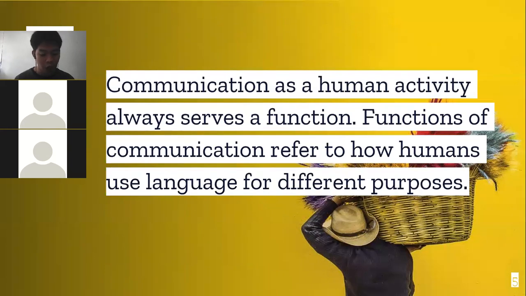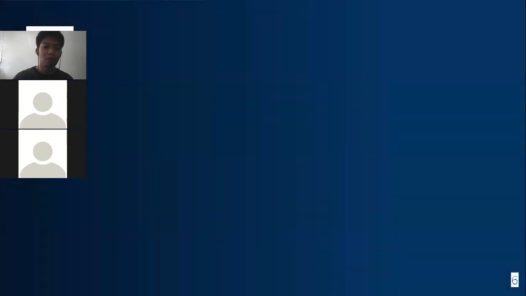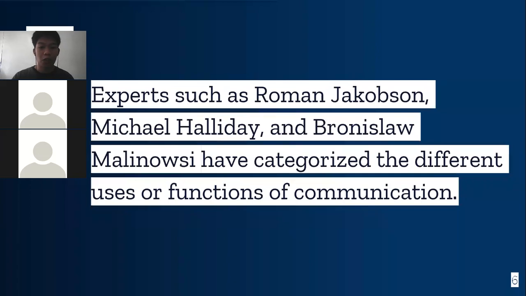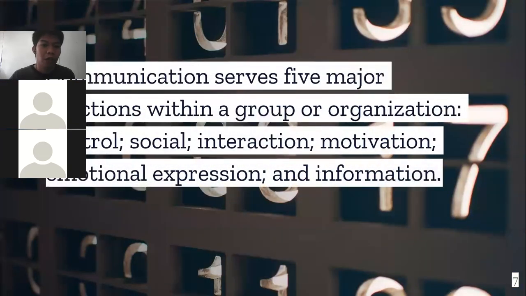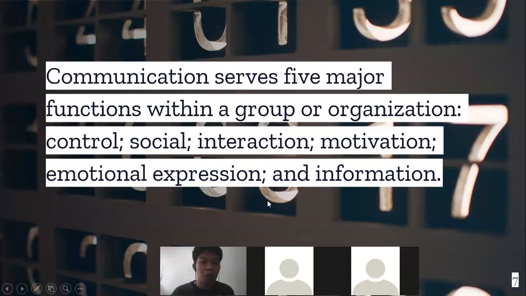So the function of communication may depend upon the situation and the necessity. What is required in the situation when it comes to communicating with other people or the participants. Experts such as Roman Jakobson, Michael Halliday, and Bronislaw Malinowski have categorized the different uses of communication. So communication serves five major functions within a group or organization: control, social interaction, motivation, emotional expression, and information.